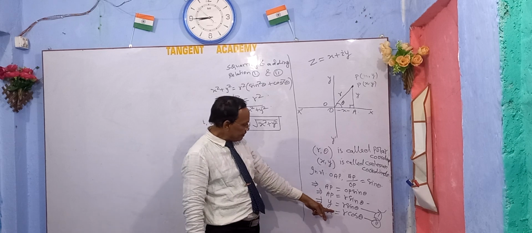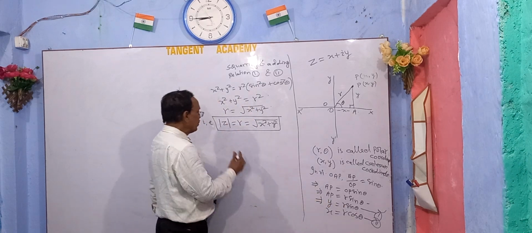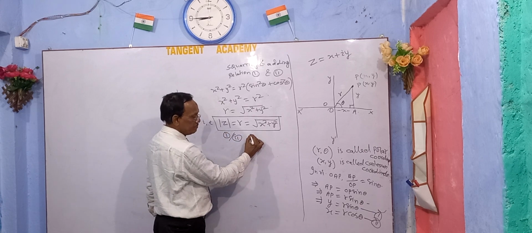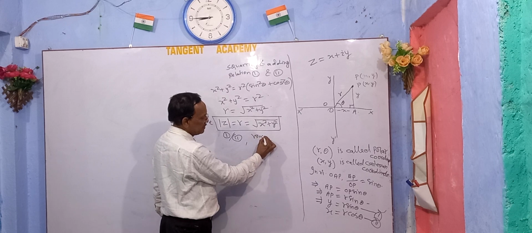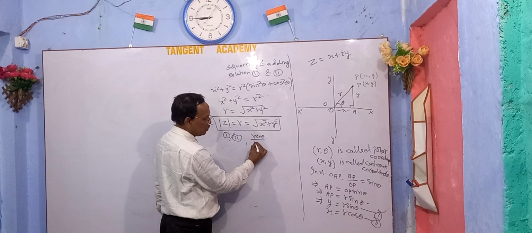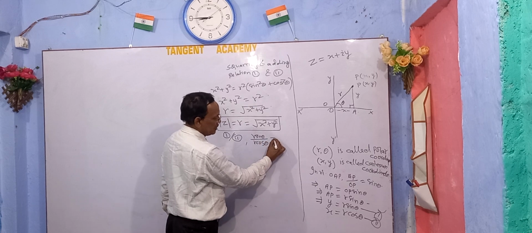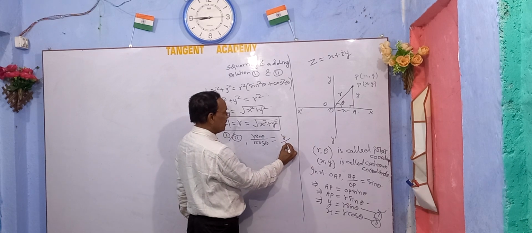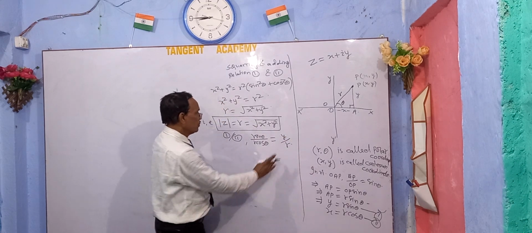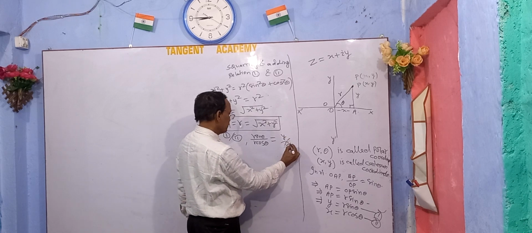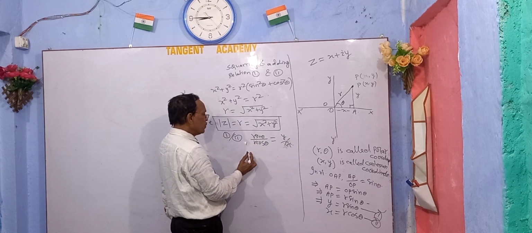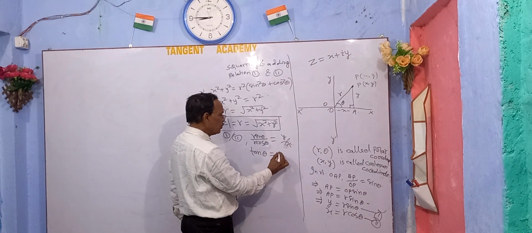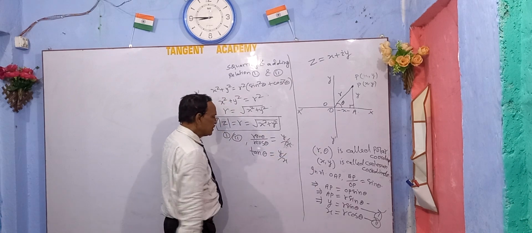Now dividing relation 1 by relation 2, we get r sin theta divided by r cos theta is equal to y by x. r cancels out, so we have obtained tan theta is equal to y by x.